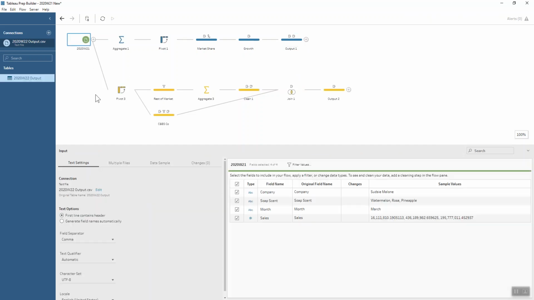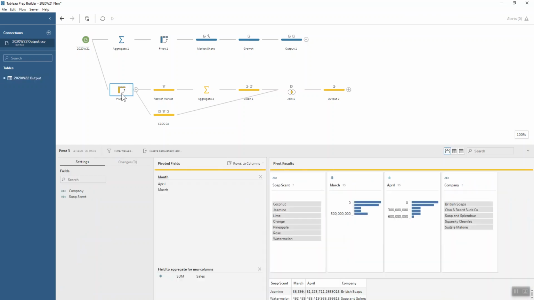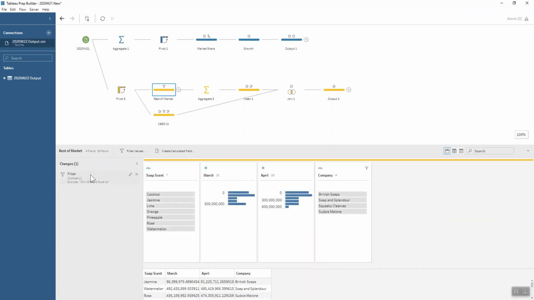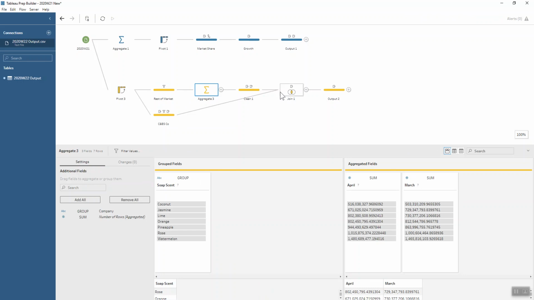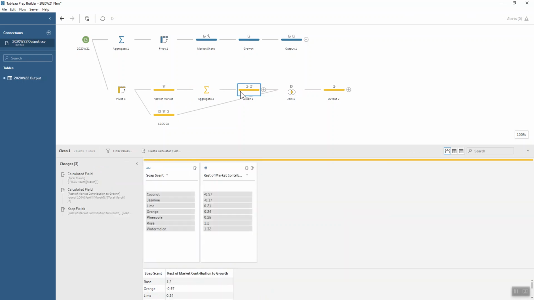Now we come to our second output, and for that we're using all of this data about the soap scent too. So if we take a look at that, we're doing the same thing where we're pivoting it so that we get our March and our April sales in 2 separate columns, just because it's easy to work with. So we start off by calculating the rest of the market sales. To do that, we exclude Chin Beard Suds Co.